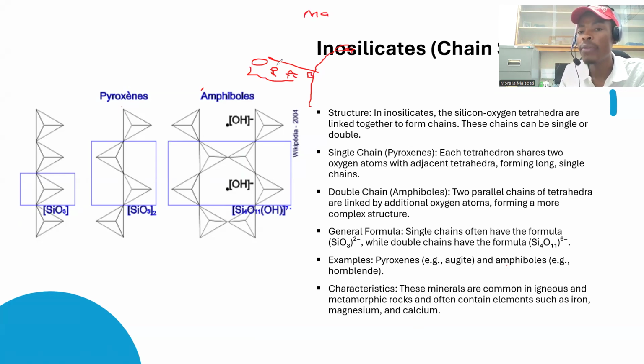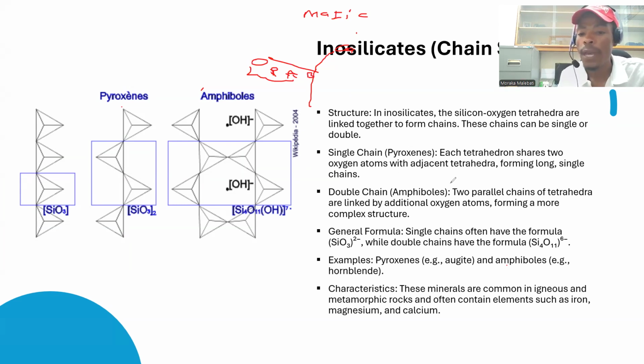So because they are mafics, they must have magnesium, they must have iron, and they must have calcium, because these are high temperature elements. That's why the amphiboles are double-chained, and the pyroxenes are single-chained.